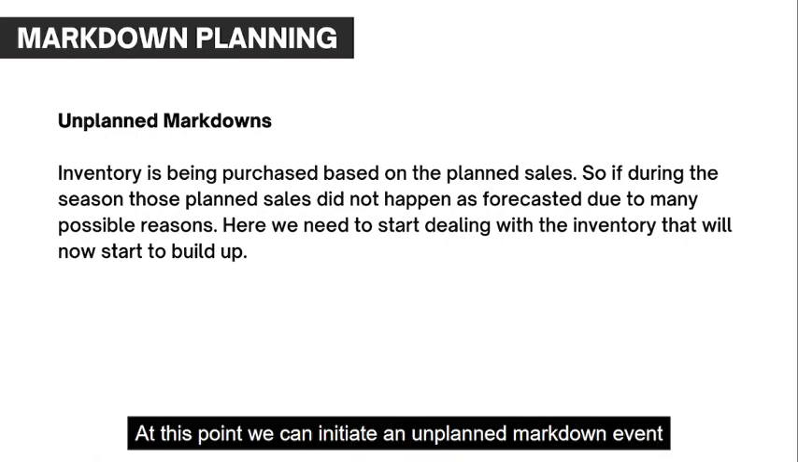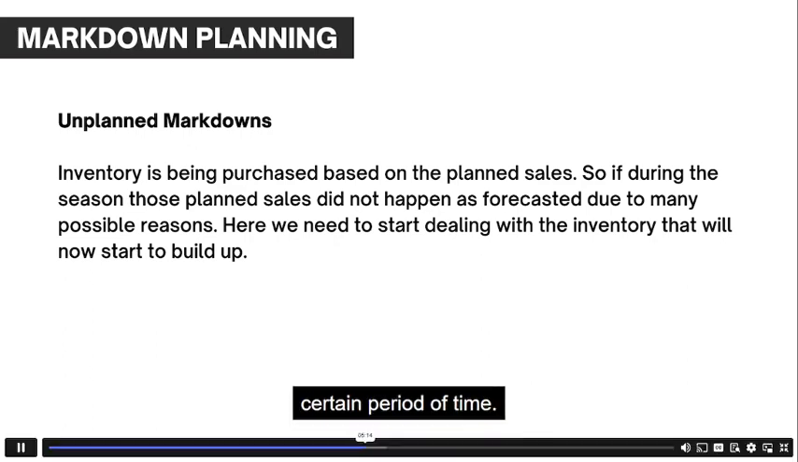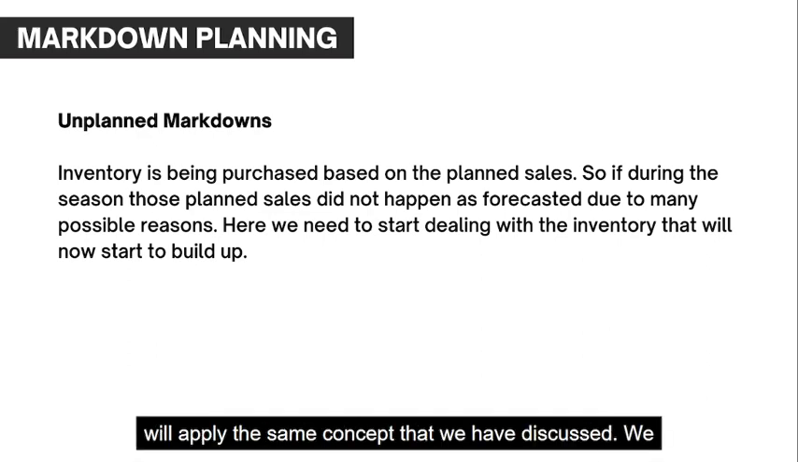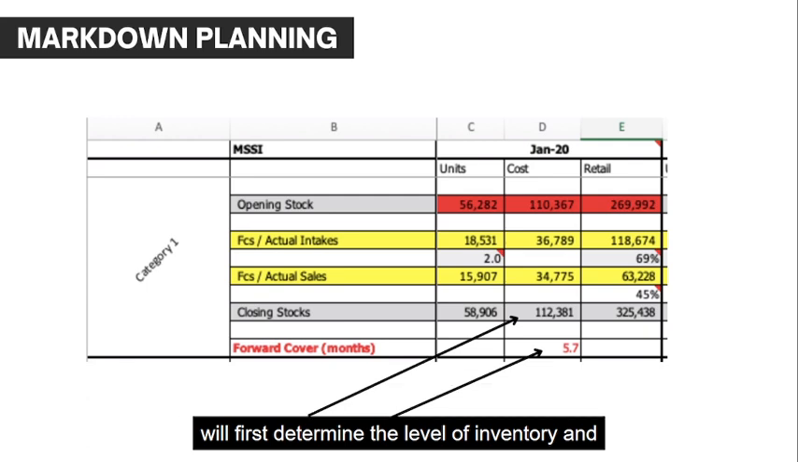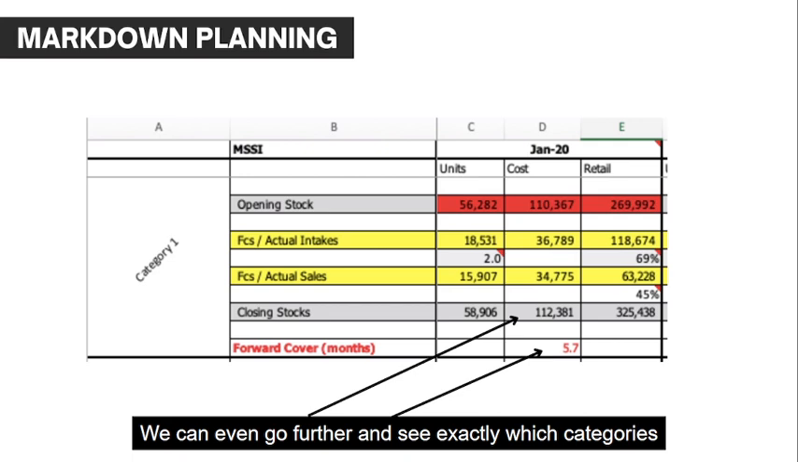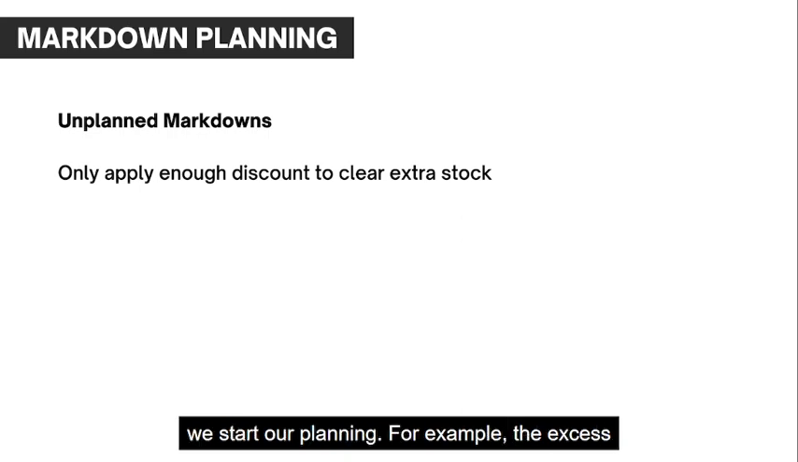At this point, we can initiate an unplanned markdown event at a certain discount level and for a certain period of time. While planning for this exceptional event, we will apply the same concept that we have discussed. We will first determine the level of inventory and how much this is above the targeted level. This will give us how many pieces in excess we currently have. We can even go further and see exactly which categories or SKUs are overstocked. Then we start our planning.